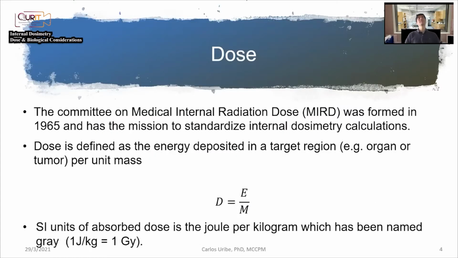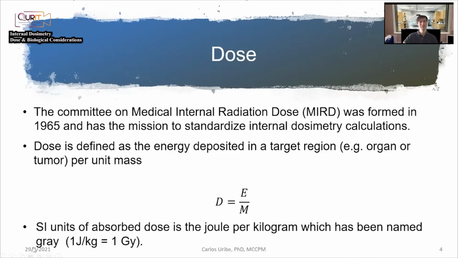Well, the Committee on Medical Radiation Dose, typically abbreviated as MIRD, was formed in 1965 and has the mission to standardize internal dosimetry calculations. So the MIRD committee is what standardizes what we do for dosimetry in nuclear medicine. But what exactly is dose? Dose is a quantity that is defined as the energy deposited in a target region, it can be, let's say, an organ or a tumor, per unit mass.